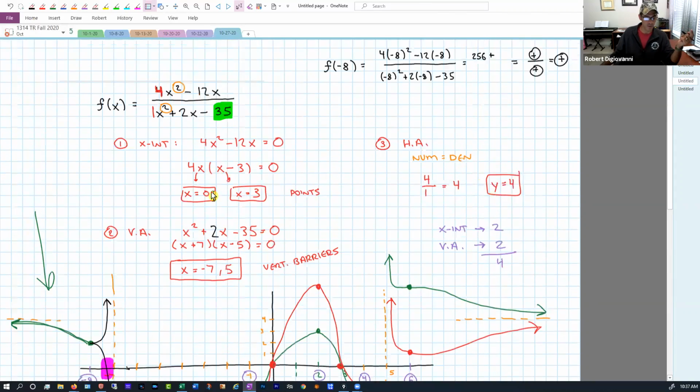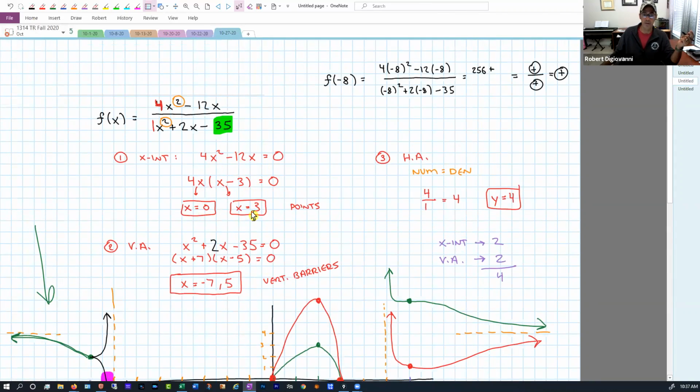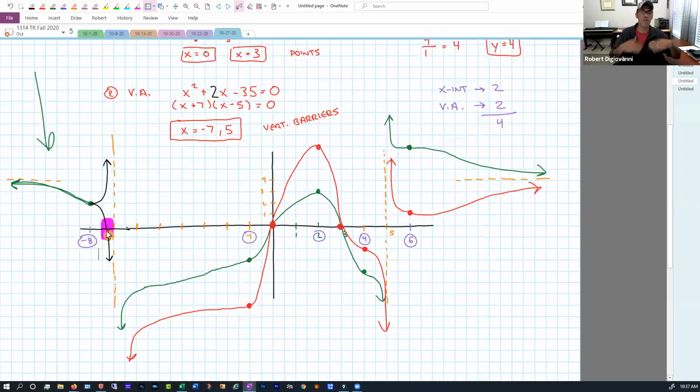Because we went and we saw it. We said the only x-intercepts we have are at 0 and 3. So if you go down, you're creating an x-intercept that does not exist on your function. So it can't possibly be that case. Does that make sense? Yes.